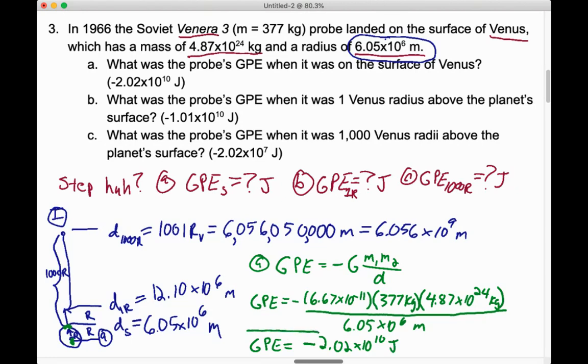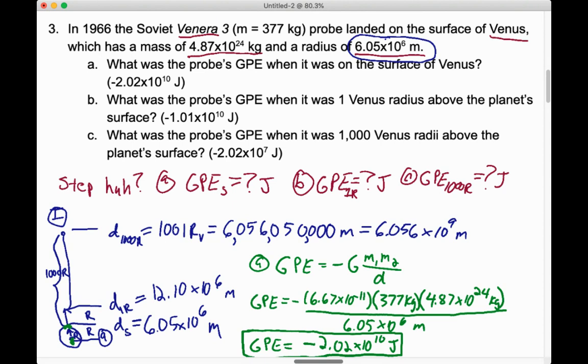So you put a box around it, and then you do the step, does this make sense? Well, we solved for the right thing. We solved for GPE, and we gave it the right units, which is joules. And what did we get? We got a big negative number. It makes sense that it's a big number because it takes a lot of energy to lift something this heavy.